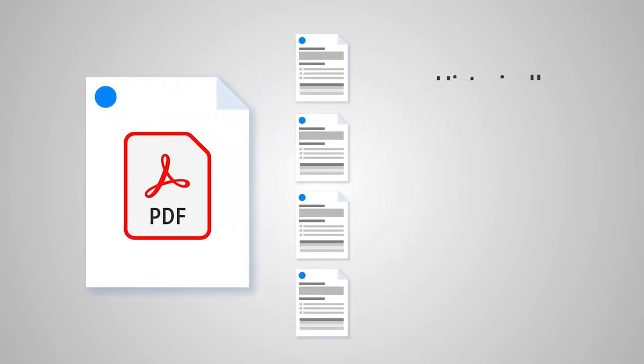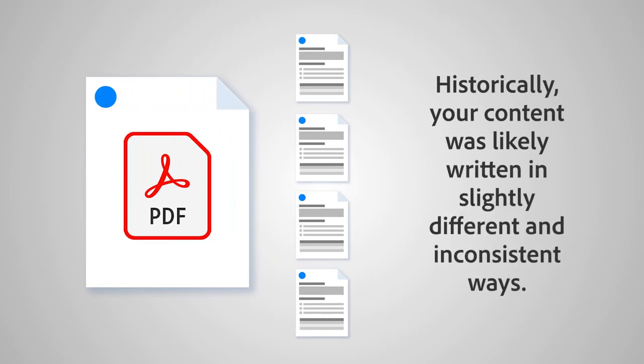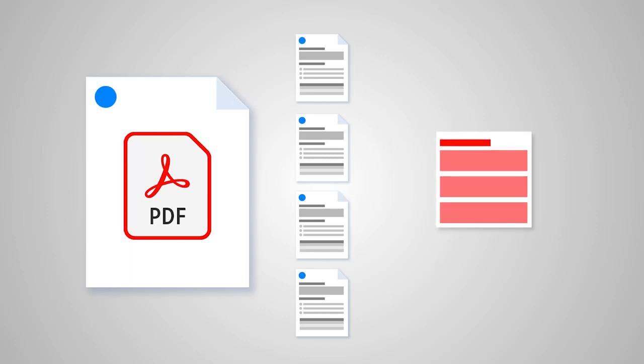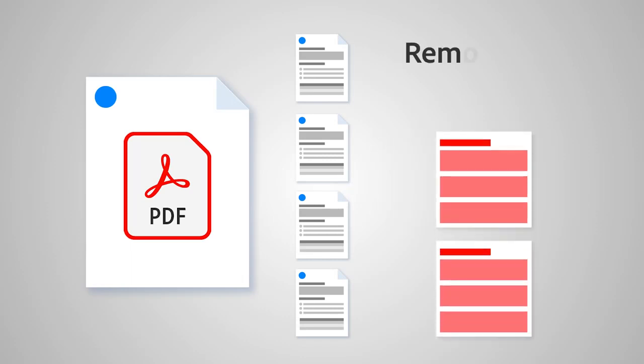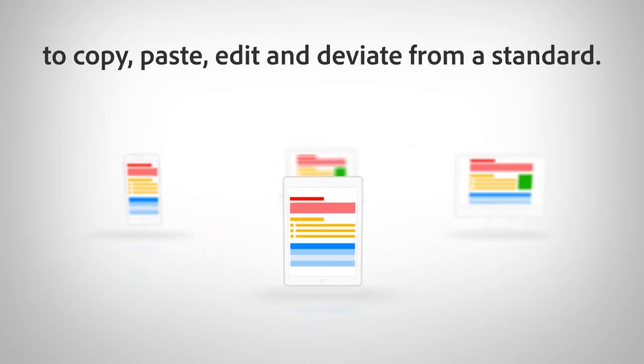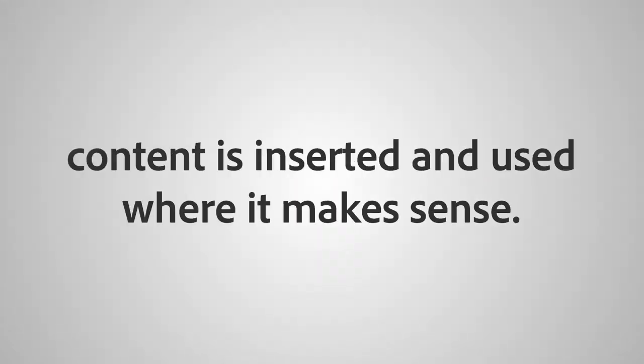Imagine a large manual with many chapters. Historically, your content was likely written in slightly different and inconsistent ways. Plan to break this into smaller, managed, and reusable topics. Remove the redundant. Effective reuse means you no longer need to copy, paste, edit, and deviate from a standard. Instead, content is inserted and used where it makes sense.